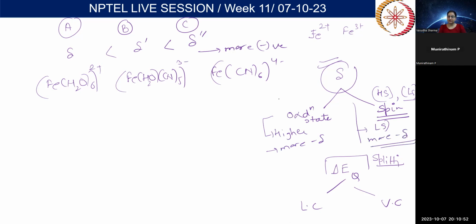So now I have given you the hints that these are the two factors on which delta value depends. Now explain the reason why complex C has more negative delta value.